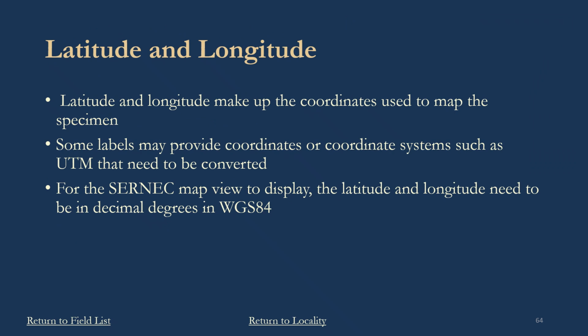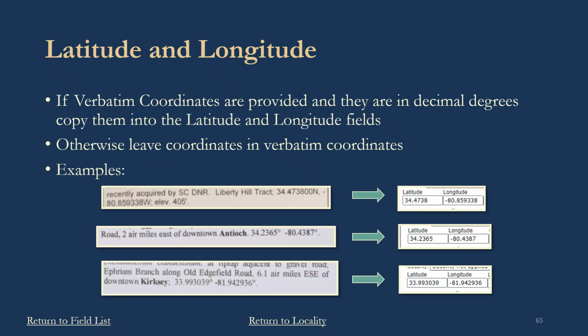Latitude and longitude make up the coordinates used to map the specimen. Some labels may provide coordinates or coordinate systems such as UTM that need to be converted. For the STARDEC map view to display, the latitude and longitude need to be in decimal degrees in WGS 84. As mentioned previously on verbatim coordinates, if the verbatim coordinates are provided, and they are in decimal degrees, copy them into latitude and longitude fields. Otherwise, just leave the coordinates or the geographical identifier in verbatim coordinates. Here are some examples.